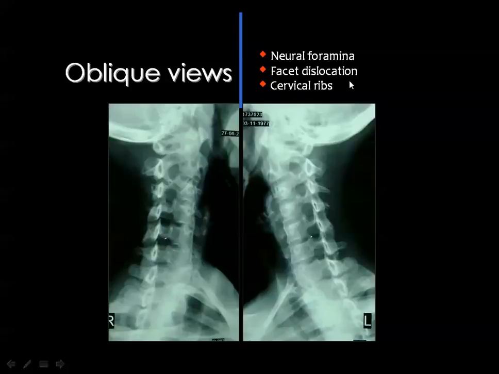Then also this oblique view is good for evaluation of facet dislocation, as in cases of trauma, and is better for assessment of the possibility of a small cervical rib. If the rib is small, you can see it better in the oblique view.